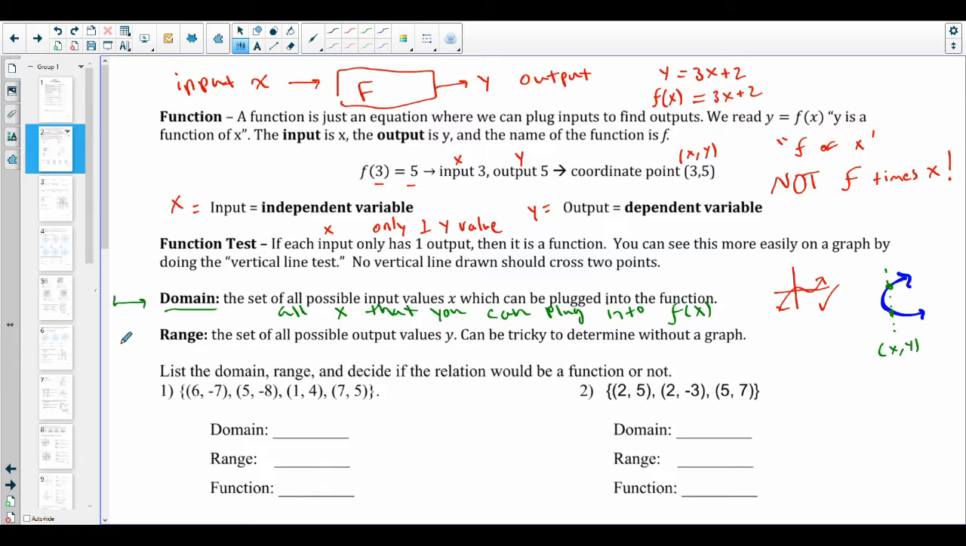For range, that deals with the outputs, or the y values. How far up and down does the graph go? In other words, what are all of the possible output values? What are all of the possible y values that this function can spit out? So let's do a couple examples.